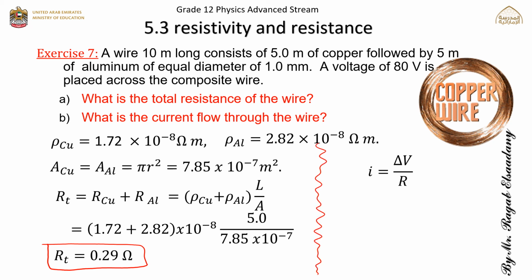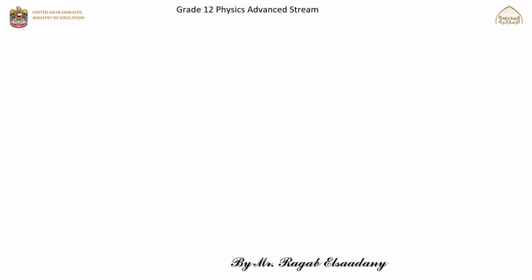I equals delta V over R equals 80 divided by 0.29. Then I equals 277 amperes. Let's summarize.